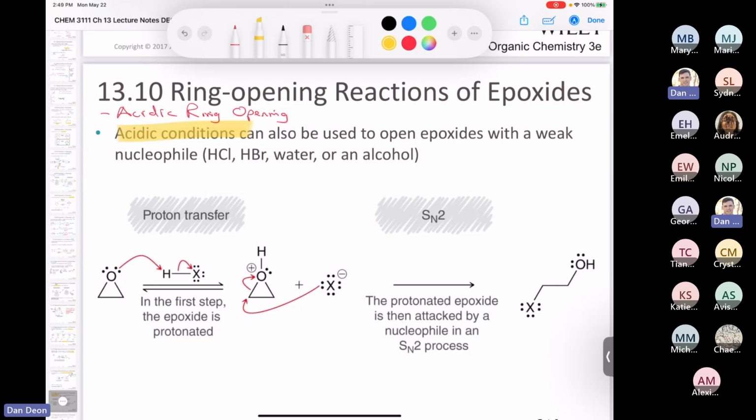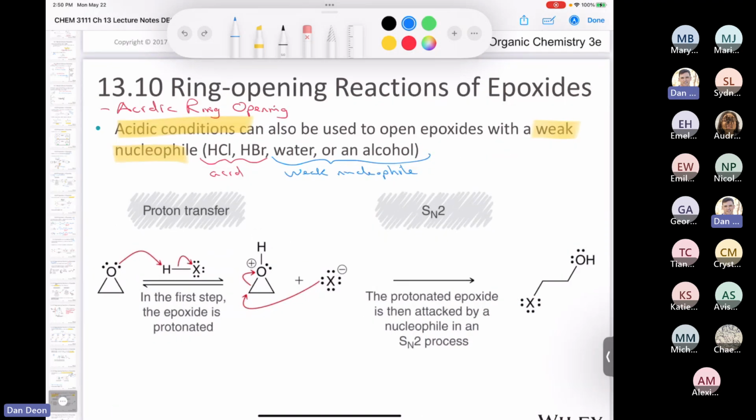Acidic conditions can also be used to open an epoxide, but now with a weak nucleophile. What would you use? You'd use HCl or HBr as your acid. This would be your acid. And water and an alcohol, those are weak nucleophiles. So if I have a weak nucleophile, it's not just going to crack open an epoxide. I have to protonate it first. So now I've converted this into a better leaving group, and now a weak nucleophile, like let's say chloride or bromide, they're decent nucleophiles, but weak bases. But anyhow, so now we have our nucleophile that's going to come in and do our SN2.